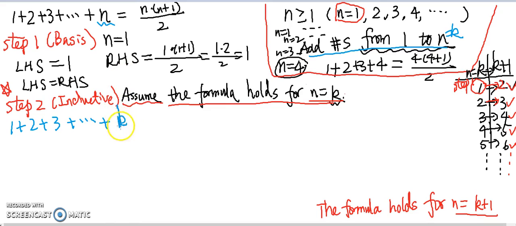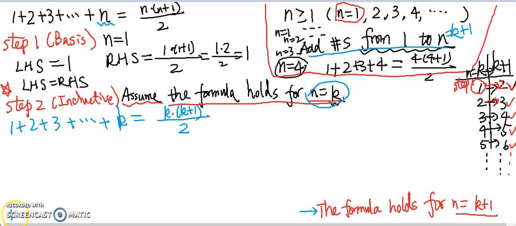is going to be, replace n with letter k, k times k plus 1 over 2, because n equals k right here. Okay, so this is the formula. We assume this is true. And then we want to prove the formula holds for n equal to k plus 1. So we need to write down the formula. What is the formula if n equals k plus 1? Again, this time n is going to be k plus 1. So the left-hand side is going to add the integers from 1 to k plus 1.